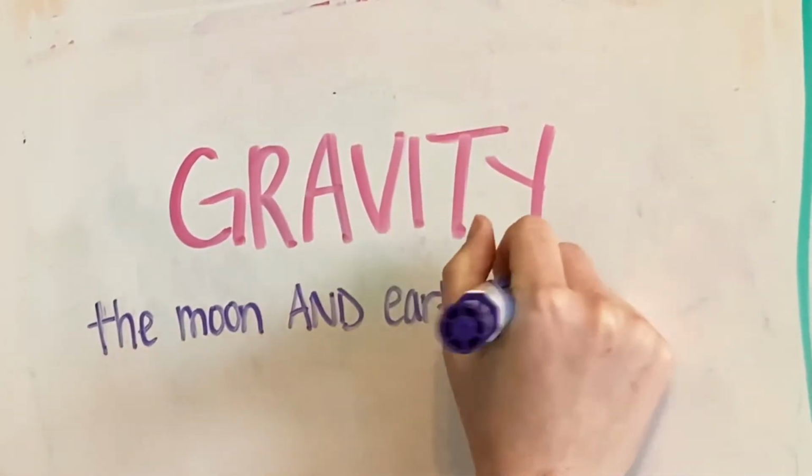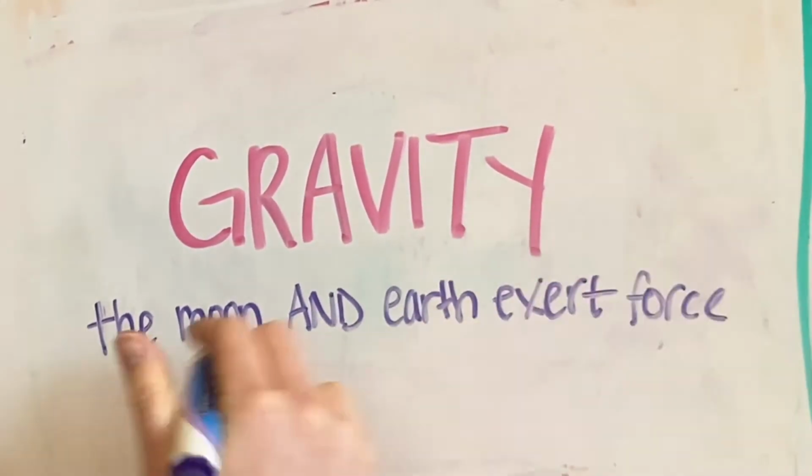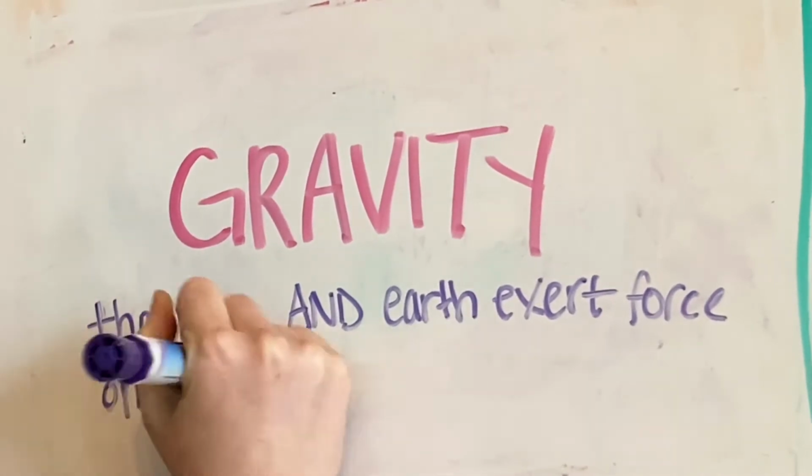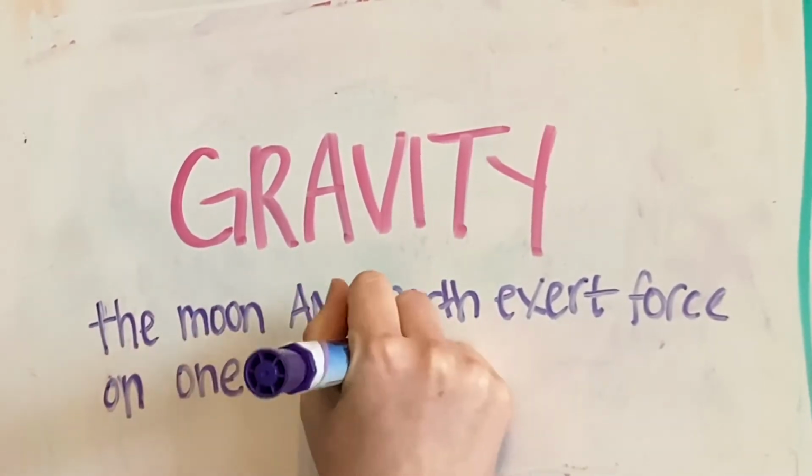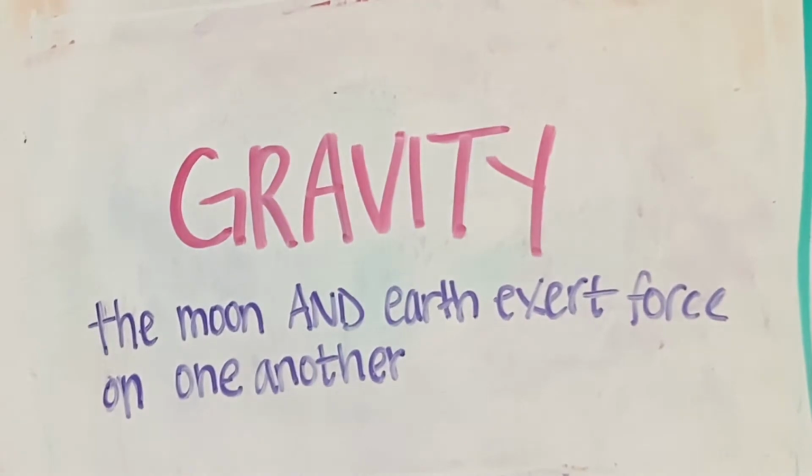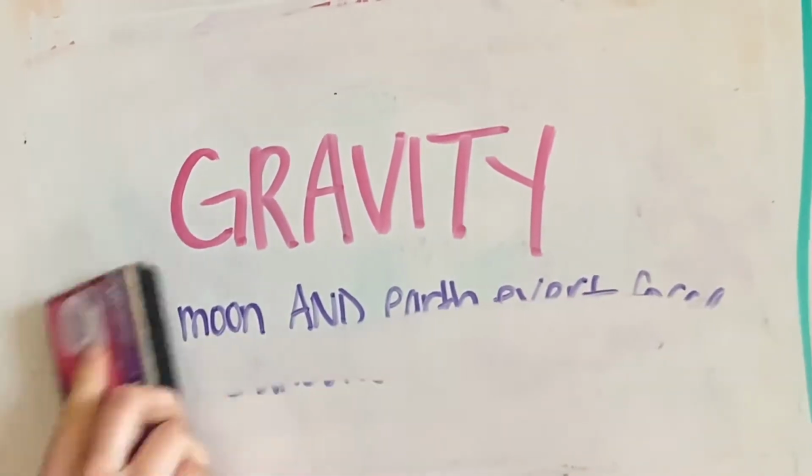So why does this happen? Why are there two different kinds of tides, and why does the water move back and forth on the sand? The answer is the moon and its gravity. Gravity is the invisible force that pulls two objects together.